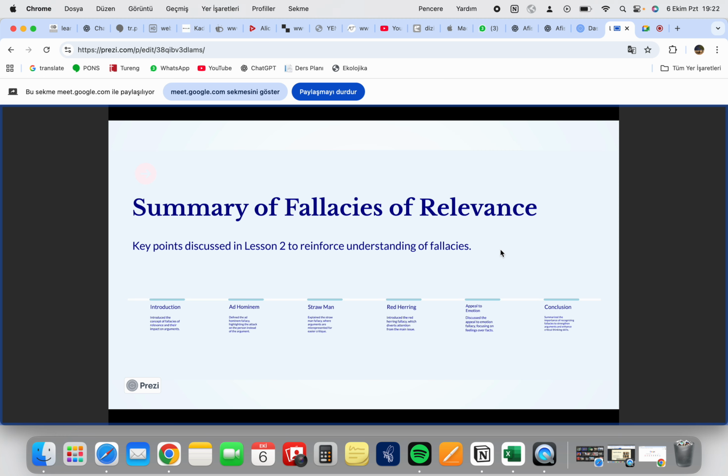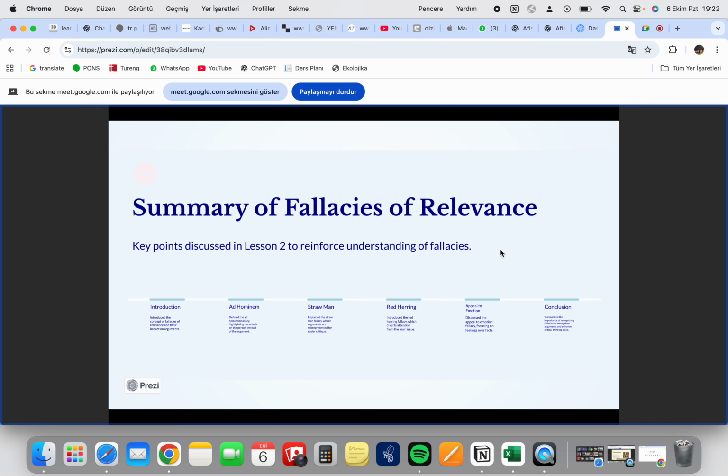And let's wrap up today's 80-minute journey. 80 minutes? No, it wasn't that long. It was like 20 minutes. Let's wrap up today's 20-minute journey. Fallacies of relevance are all about distraction. They use emotion, authority, or popularity instead of logic.